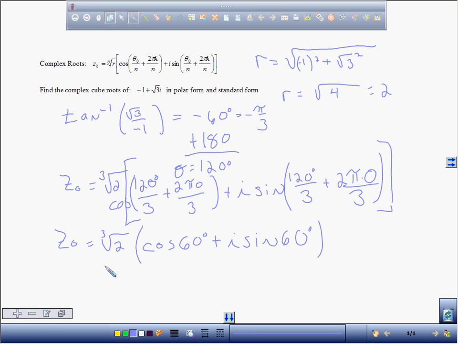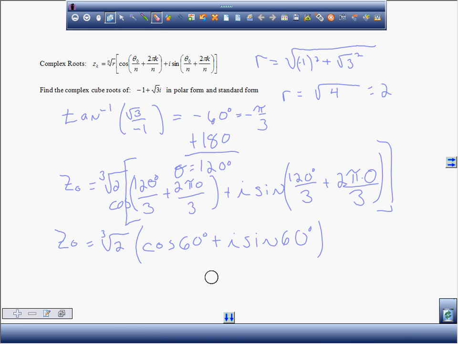Mr. Reader, yes, 120 divided by 3 is 40. I knew that, Mia.